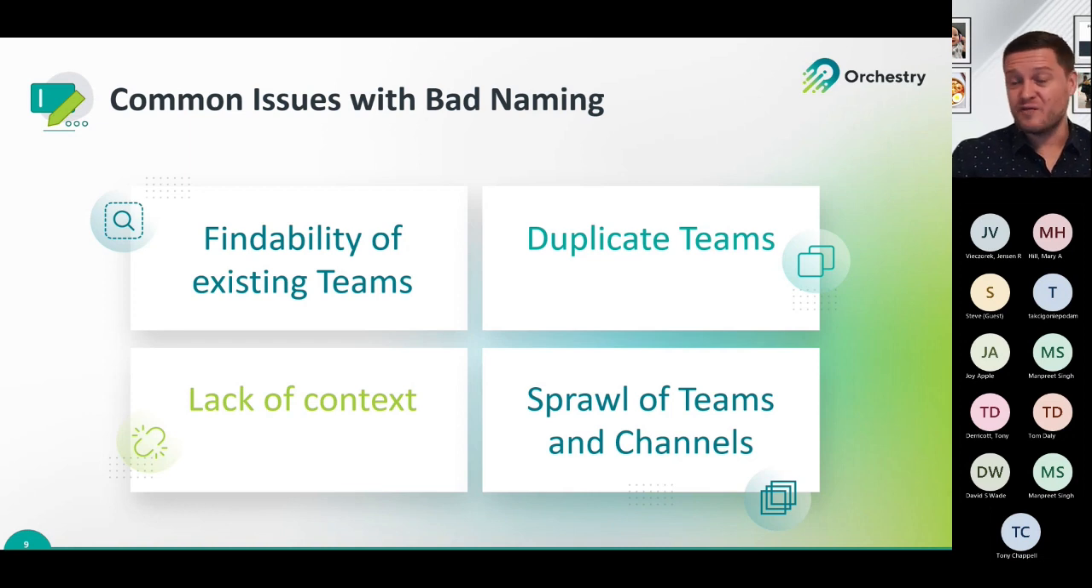The third thing is around lack of context, right? Not having really good names for your teams is going to make it really difficult for people to understand the context of that team. What exactly is in there or should be in there? So if I go into a team called Human Resources, is that the human resources department? Is it a project for human resources? It's difficult to get that context if you have really simple names.